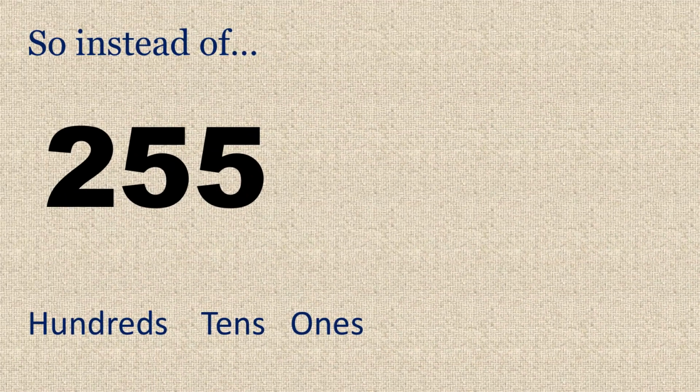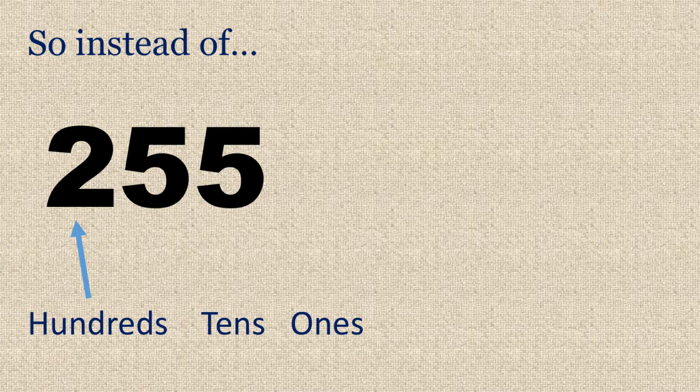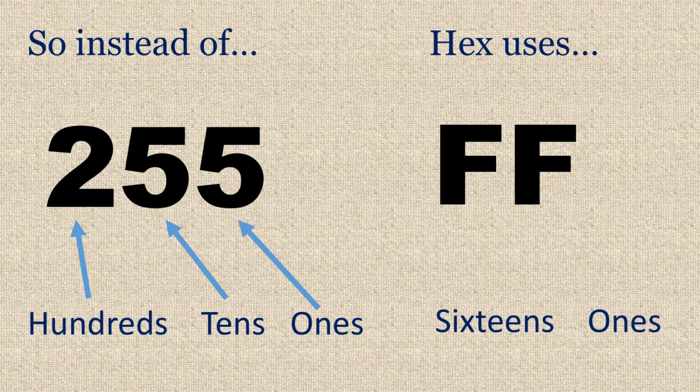So instead of 255, let's say an RGB channel is 255, we would normally read that number in hundreds. There's 200, there's 5 tens, and there's 5 ones. That's how we get 255. That's our base 10 number system. Well, in the hexadecimal system, they use a system where there's a 16's place and a 1's place. The first one is 16s, the second one is 1s. And that translates because F is equivalent to 15. So there's 15 16s and there's 15 1s, and that's how we get 255.